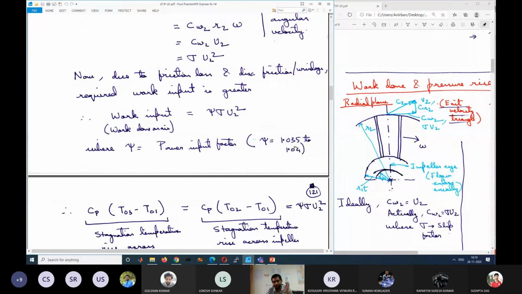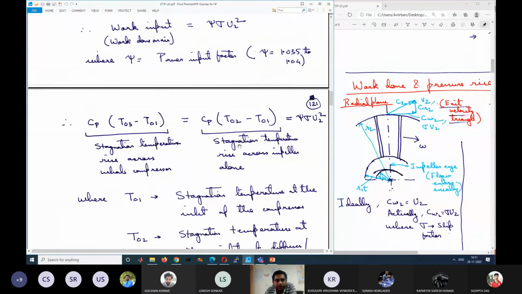Typically it is between 1.035 and 1.04, depending on the frictional losses in the impeller. If the losses are more, the power input factor will be more. If losses are less, it will tend towards 1. In the ideal case with no losses, the power input factor will be equal to 1. So this denotes the actual work input, psi sigma U2 square, the work done on the air per unit mass flow rate, where psi takes into account the frictional losses only in the impeller, not in the diffuser. We are just considering the impeller.